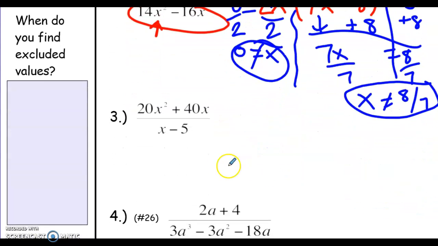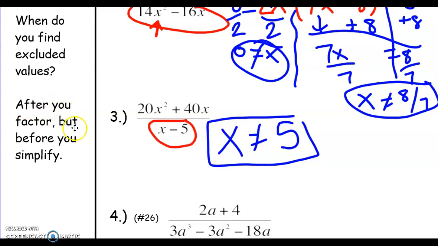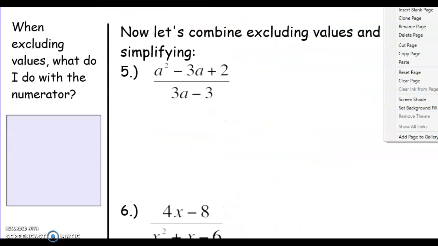Okay, this one. What do you think? Look right there. This one's nice. What minus 5 gives you 0? And it's 5. But since that would make the bottom 0, can't be that. My excluded value is x equals 5. All right, let's see what's over here. When do you find excluded values? After you factor, but before you simplify. Okay, so I'm going to skip this one for time's sake, and we're just going to hop to the back.